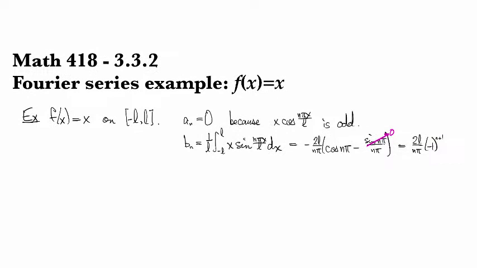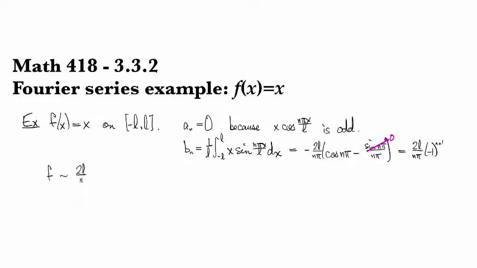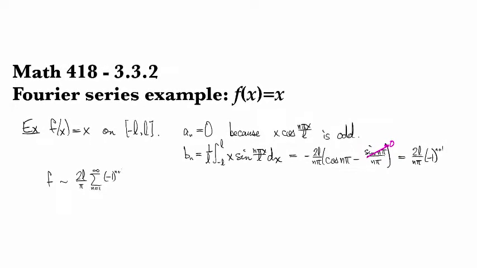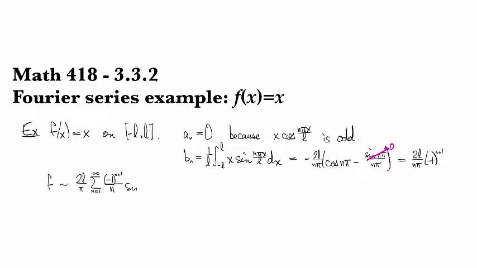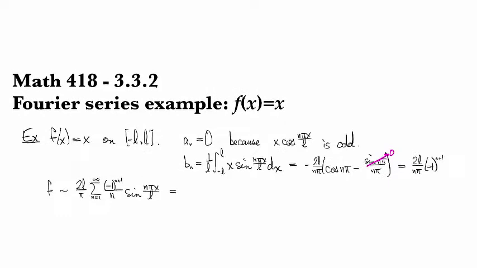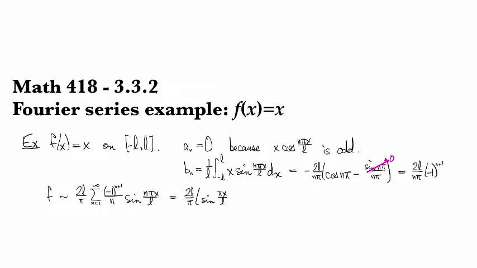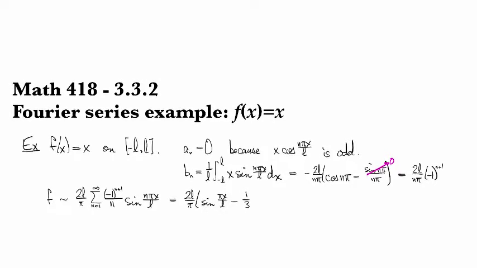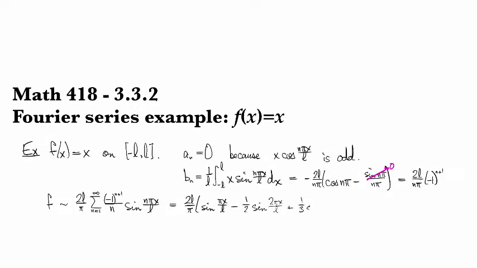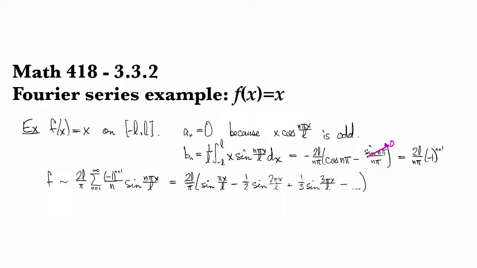Okay. So then we have that our function has a Fourier series of 2L over pi times the sum n equals 1 to infinity of minus 1 to the n plus 1 over n times sine n pi x over L. And if we write out some terms of this, what it looks like: 2L over pi, and then we've got sine pi x over L minus 1 half sine 2 pi x over L plus 1/3 sine 3 pi x over L, and so on, right?